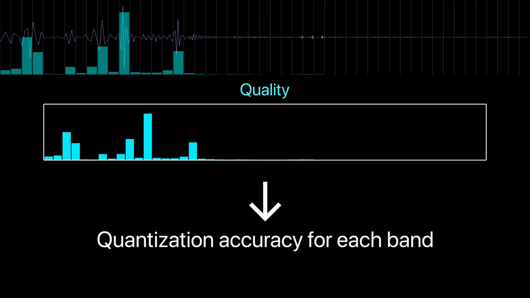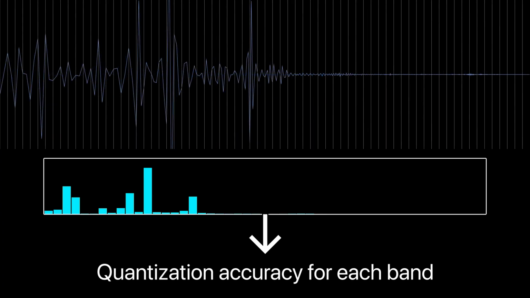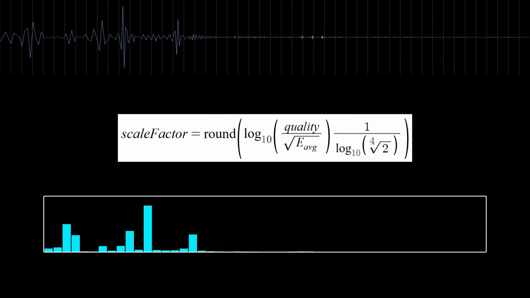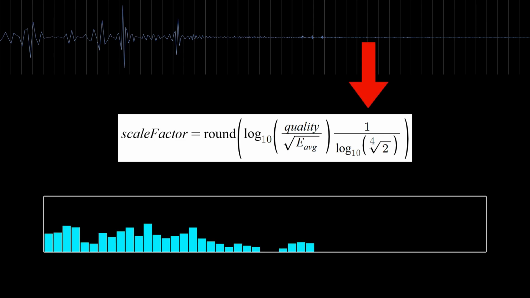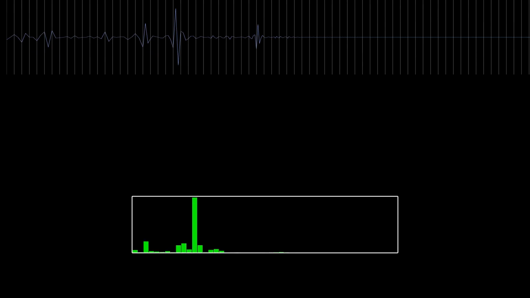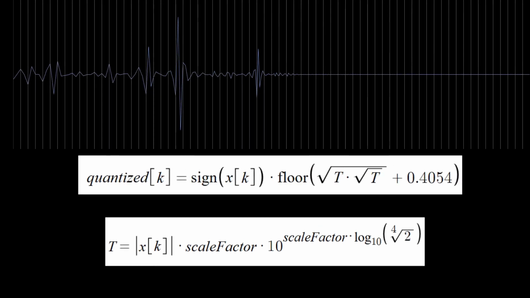Now that we have a quality value for each band, we will quantize the coefficients in our bands with varying accuracy. We will do this by first multiplying the coefficient by a scale factor. The scale factor is determined from this formula. First, we divide the quality by the square root of the band's average energy. Find the log of that, then multiply it by this constant, roughly equal to 13.3. Then, round it to the nearest integer. Finally, to quantize each coefficient k, we will first obtain a variable t using this formula. Then quantizing like so.